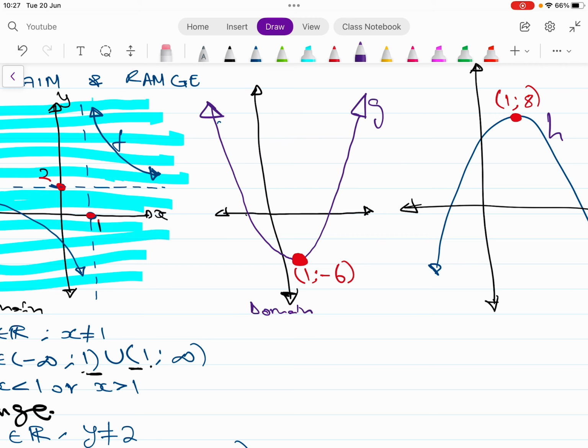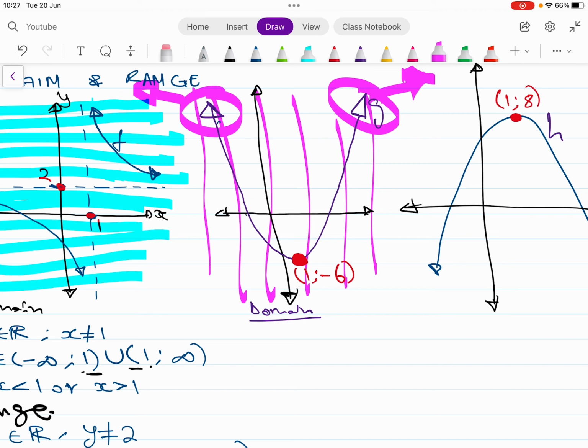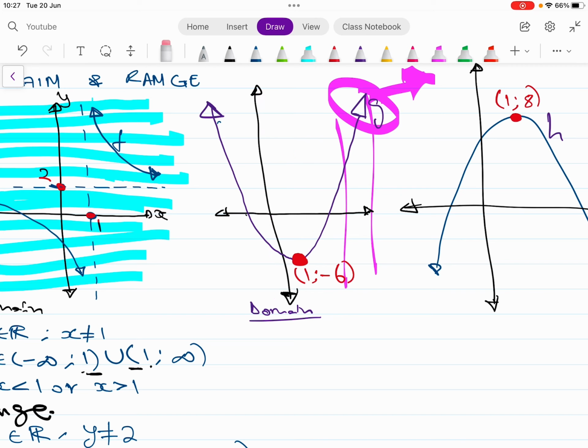For the domain, we are looking at all the x values for which the graph exists. As you can see, from left all the way to the right, this graph exists. These arrows are showing you that all the way going there, the graph exists, and all the way going there, the graph exists. So for the domain of this graph G, it's just that x is an element of real numbers. We are basically saying this graph exists for all x values.